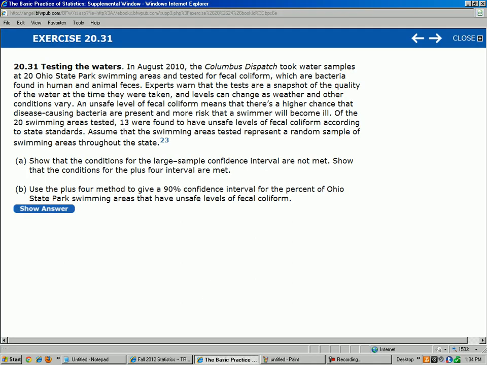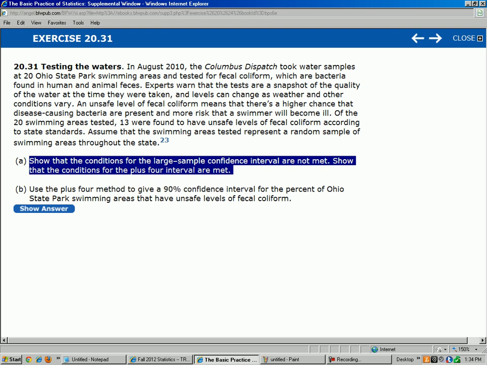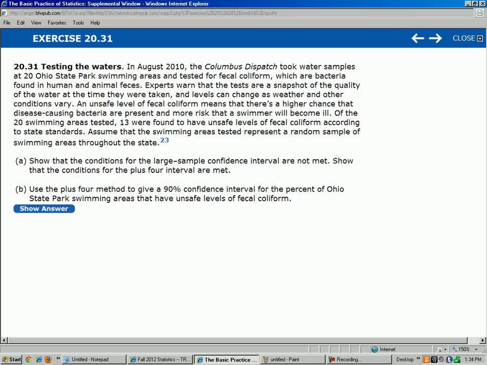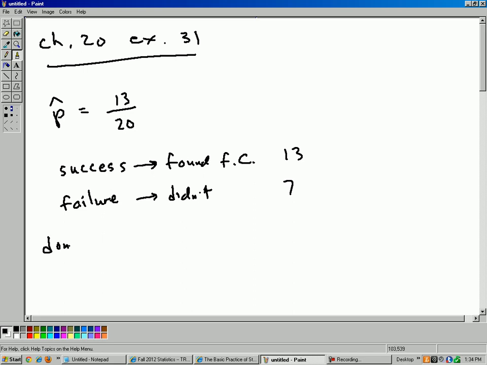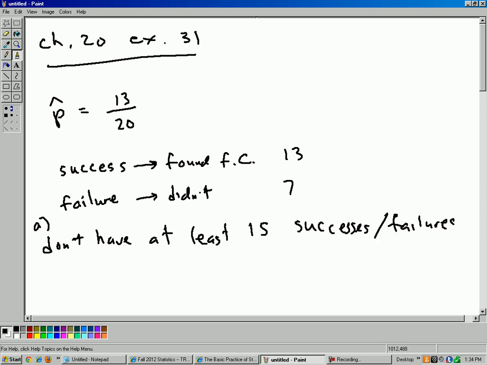So back to the question here. Part A says, show that the conditions for the large sample confidence interval are not met. Show that the conditions for the plus 4 interval are met. Well, we don't have at least 15 successes and failures. Now, I mentioned that some statistics books say all you need is 10 successes and failures. And even then, you only have 7 failures here, so even then it wouldn't have met anyway. So what this is telling us is that the sampling distribution is not quite close enough to a normal curve.